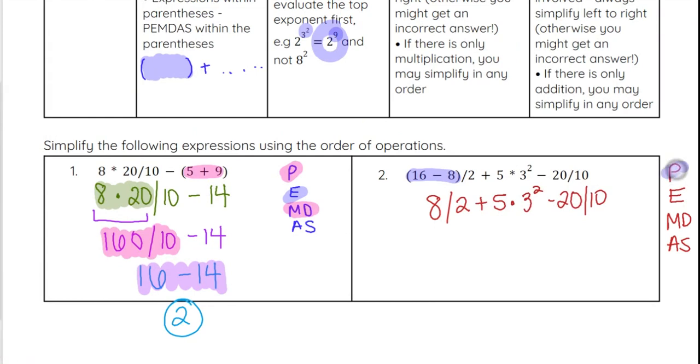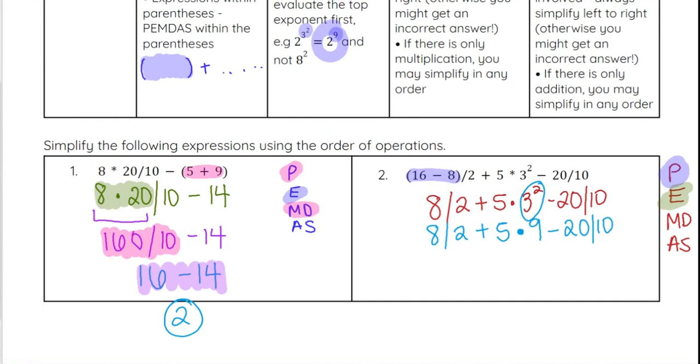So we evaluated our parentheses, so that is done. Now we can go on to our exponents. So with exponents, we do have exponents this time, 3 squared. So everything else will stay the same, 8 divided by 2 plus 5 times 9. 3 squared is really 3 times 3. And then minus 20 divided by 10. So we did our exponents. Those are done. We can check that off.